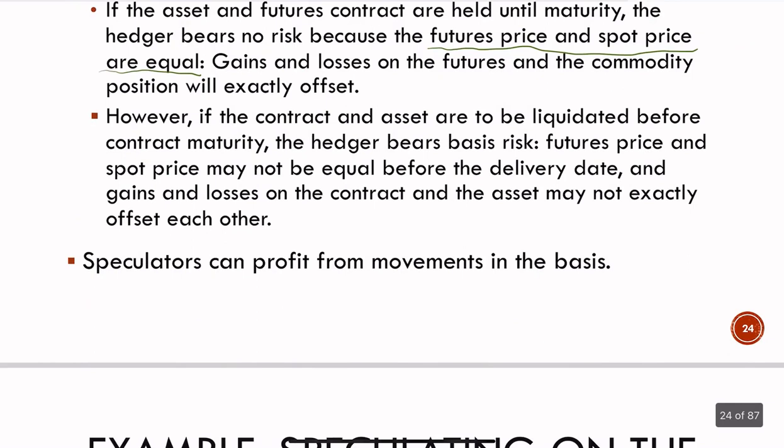The reason is because if the basis is not 0, then the future price and the spot price, they're not equal. And the gains and losses on the contract and the commodity position will fail to offset with each other. Now let's see an example and see how a speculator can actually profit from the movements in the basis.